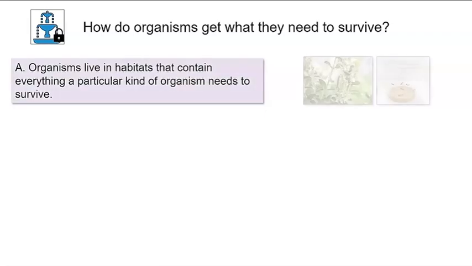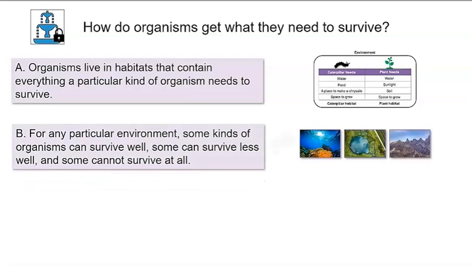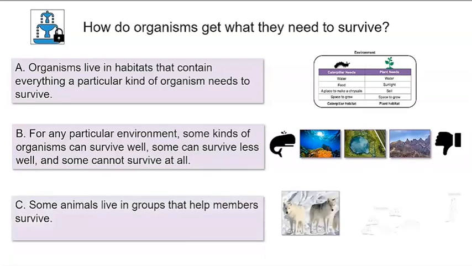Is it A, organisms live in habitats that contain everything a particular kind of organism needs to survive? B, for any particular environment, some kinds of organisms can survive well, some can survive less well, and some cannot survive at all. Or C, some animals live in groups that help members survive. So, how do organisms get what they need to survive?